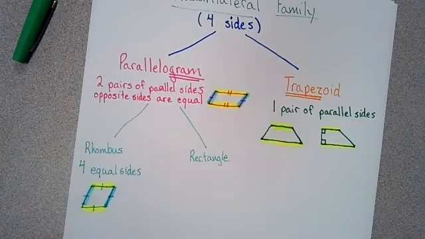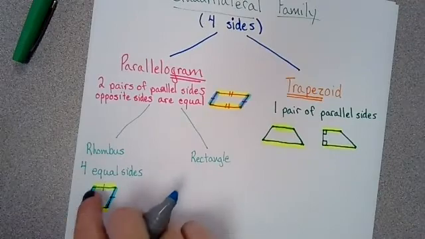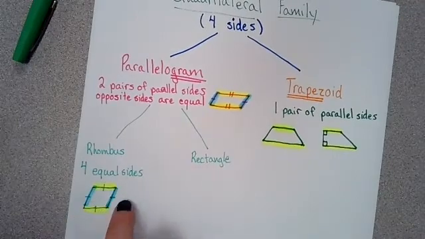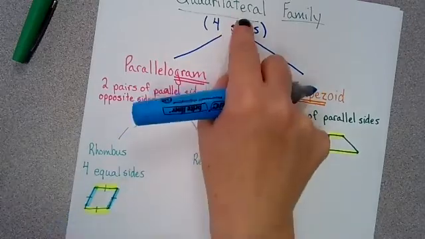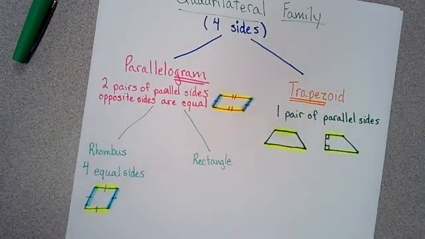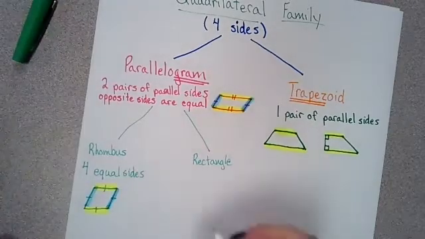All right. He also has to have his opposite sides equal. Well, that's easy to do, because if he's got four equal sides, then his opposite sides are definitely equal. And then he's part of the quadrilateral family, so he still has four sides. All right. Now let's go over to his brother, Rectangle.